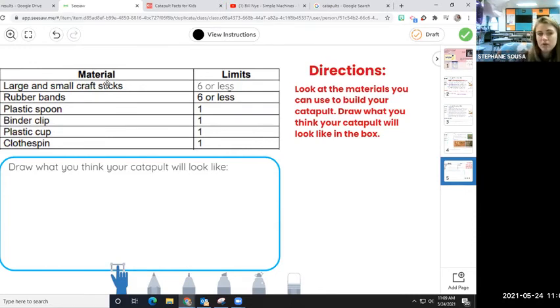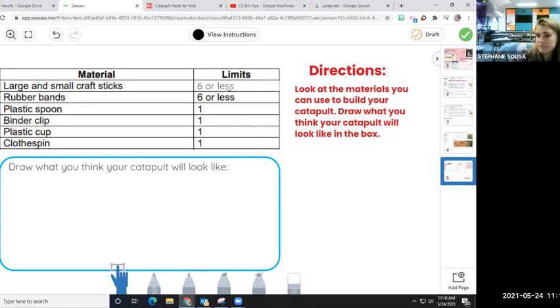Okay. You are going to look at those materials and draw what you think your catapult is going to look like. Using the materials that we sent home with you, what do you think your catapult will look like? You'll draw it here. What questions can I answer about that?